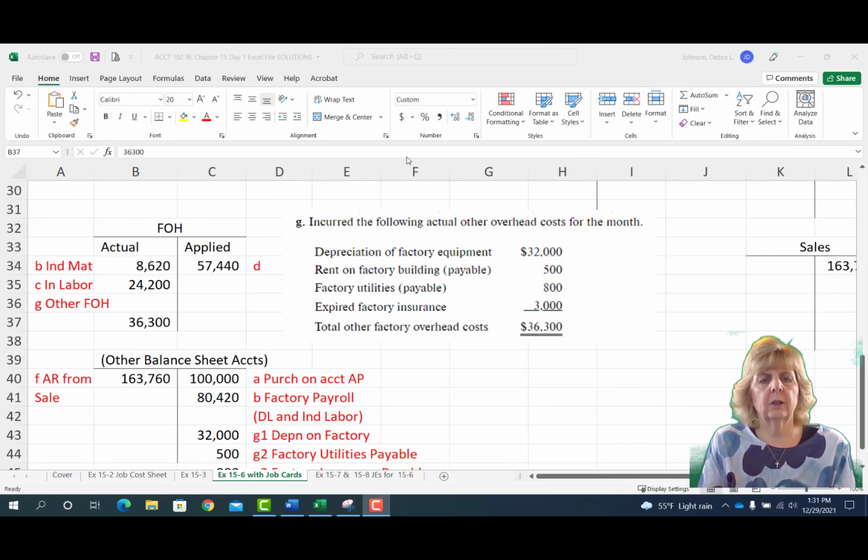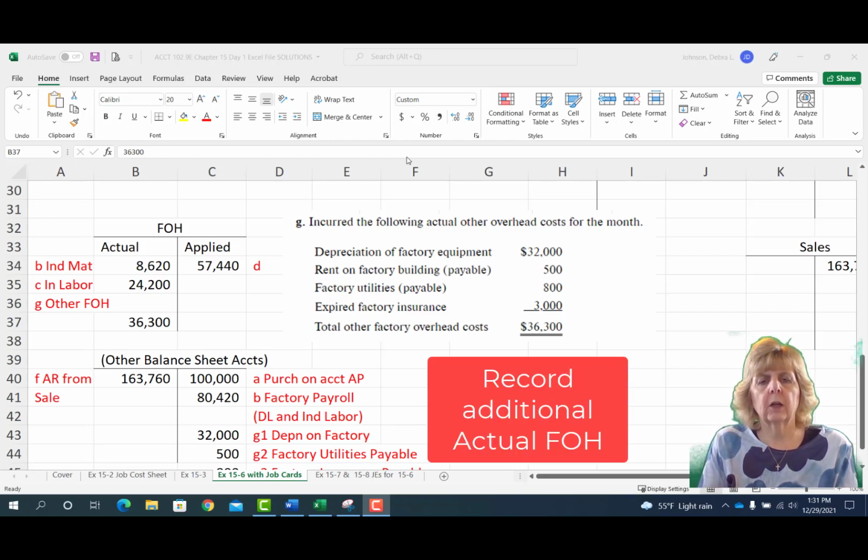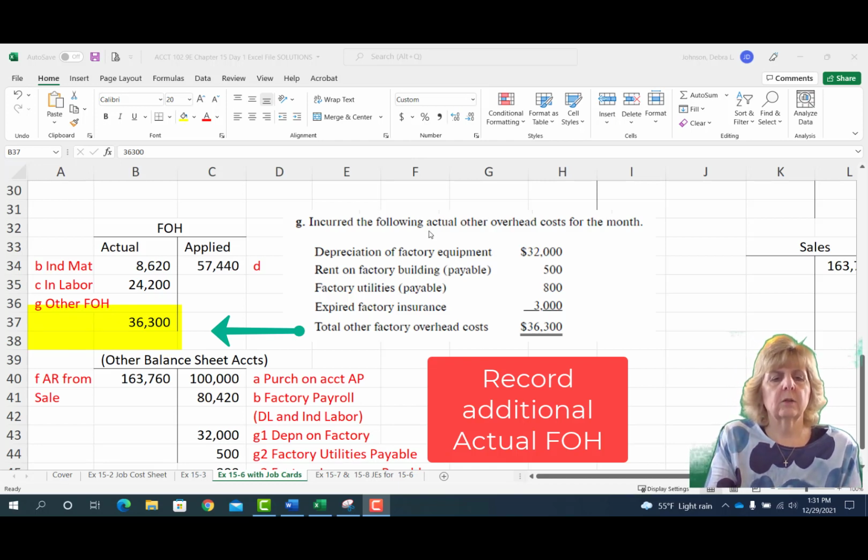Let's take a look at the answer to transaction G. Incurred the following actual other overhead costs. So the word actual tells you that we're on the debit side of the factory overhead account. The credits would go to individual accounts in the general ledger having to do with the items mentioned. For example, the $32,000 of depreciation would get credited to accumulated depreciation.